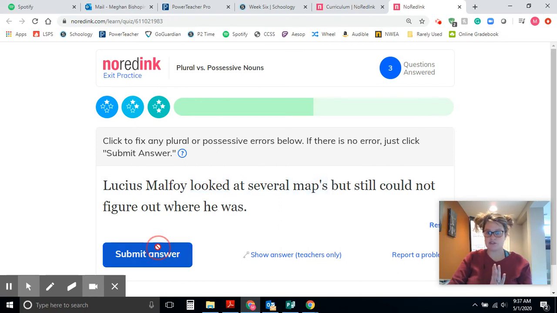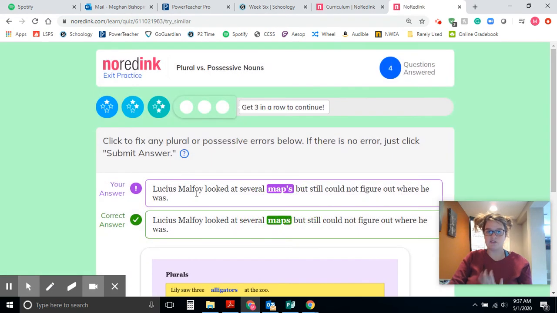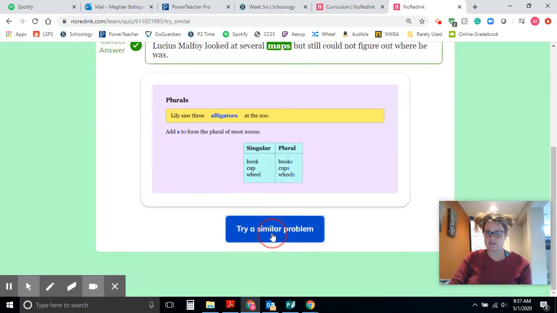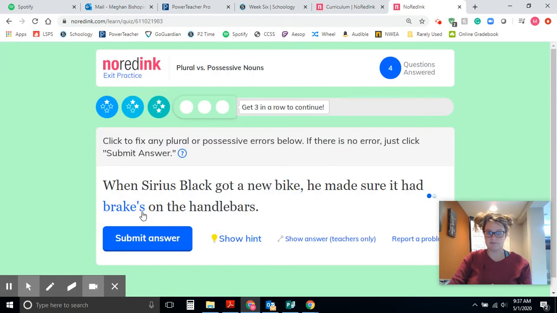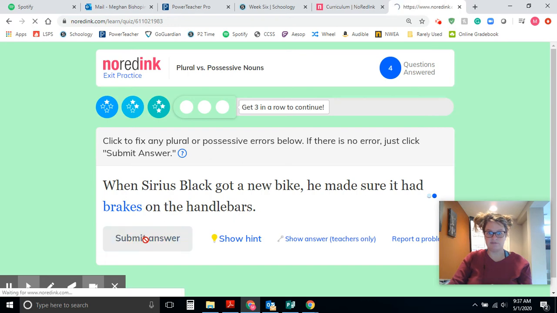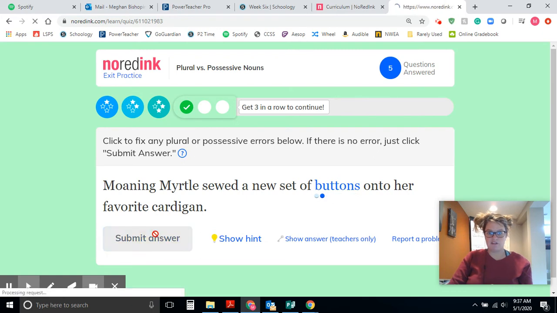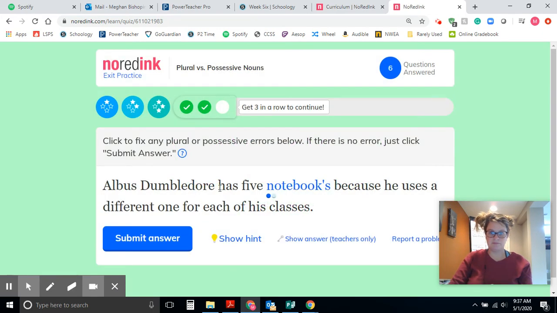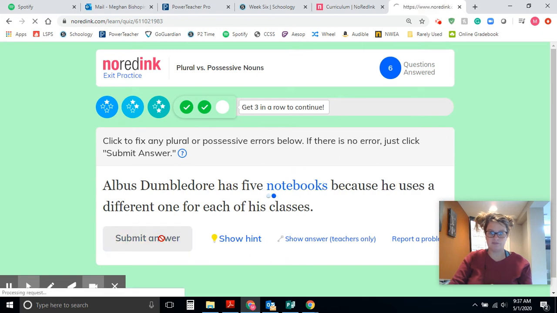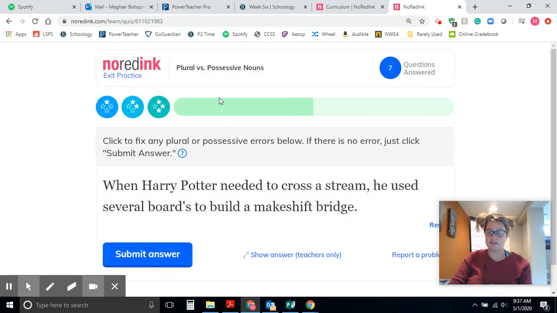So I'm going to leave this here because I want to show you guys what happens when I make a mistake. So now it's going to tell me what's wrong. So now it's going to make me keep trying. So now it's saying I have to get 3 in a row to continue on to even trying to up a level. So it's saying he made sure it had brakes on the handlebars. Sewed a new set of buttons on her favorite cardigan. Has 5 notebooks. Okay, now I can continue on in hopes of trying to get 4 stars.